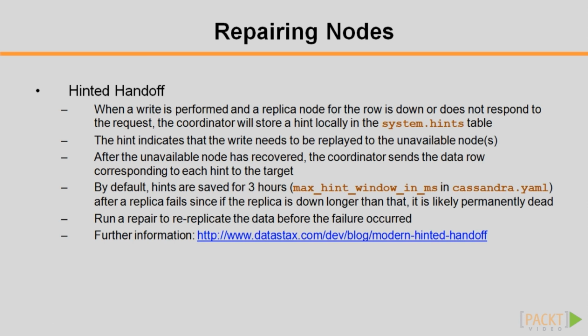By default, hints are saved for 3 hours after a replica fails, as configured by max_hint_window_in_ms in cassandra.yaml. If the replica is down longer than that, it is likely permanently dead. In that case, we need to run a repair to re-replicate the data before the failure occurred. That will also be covered in this video. Okay, let's watch a demonstration on hinted handoff.